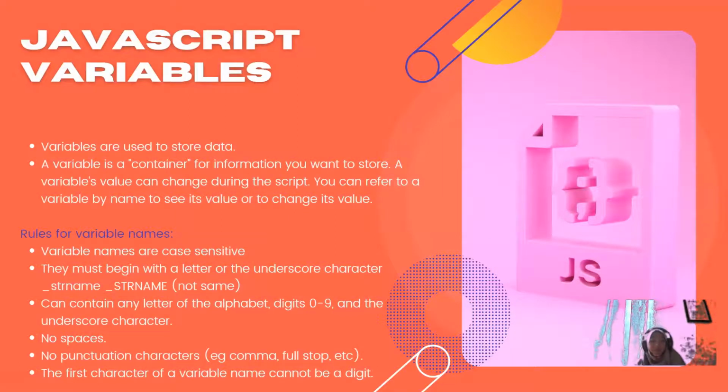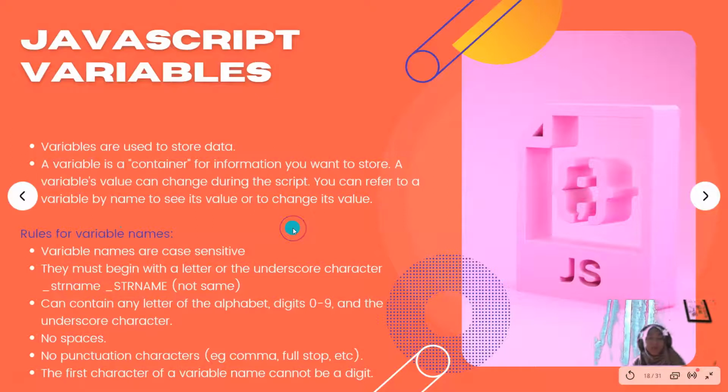A variable is a container for information you want to store. Container means that you put that value inside the container. A variable's value can change during the script. This is very dynamic in JavaScript. It is not the same as other programming languages. For example, in C++, once you have declared the data type integer, you cannot change it to another data type. But in JavaScript you can change that quite easily. Later I will show you how.